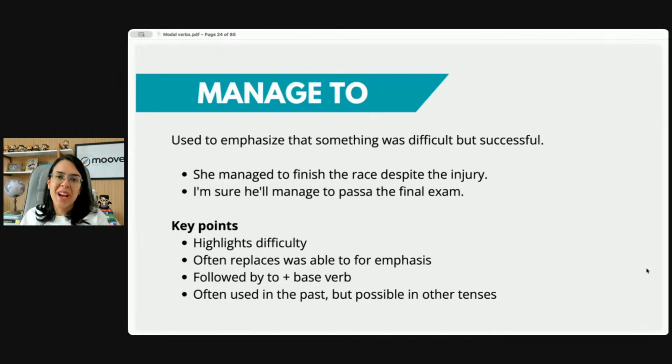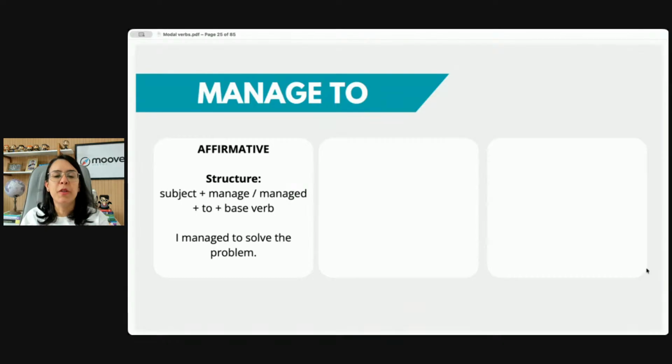If you want to add more emphasis, you can use managed to instead of was able to or be able to in general. It is also followed by to and the verb in the infinitive, managed to do something. It's more commonly used in the past, but you can also use it in any verb tense. In the affirmative form, we use manage to, or managed to in the past. As I told you, it is more common. I managed to solve the problem.